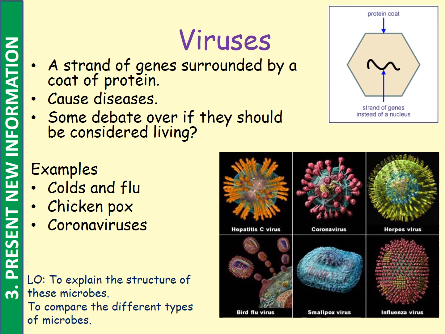Next up is the virus. If you look at the picture in the top right hand corner, you'll see a diagram of a type of virus. This is very, very simplified, but broadly speaking, they are organisms made up of a single protein coat and a strand of DNA or some other type of genetic information instead of having a nucleus as well.